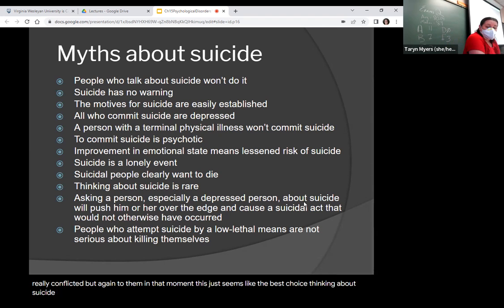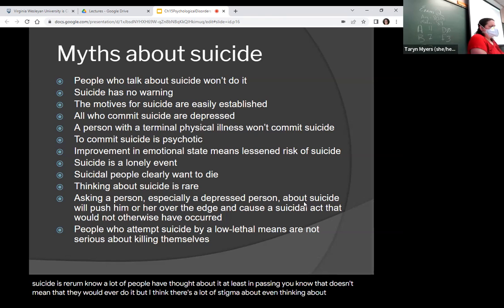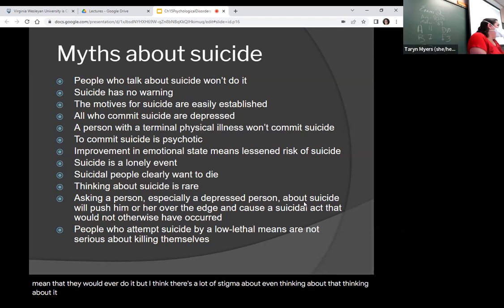Thinking about suicide is rare. No, a lot of people have thought about it, at least in passing. You know, that doesn't mean that they would ever do it. But I think there's a lot of stigma about even thinking about it, that thinking about it somehow makes you really mentally unstable. And unfortunately, it is something that passes through a lot of people's minds.